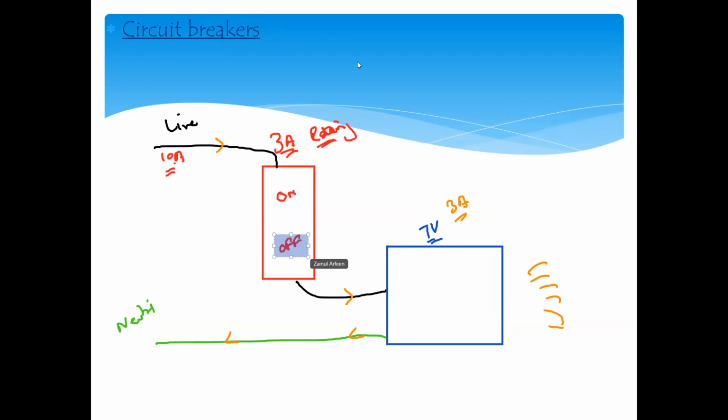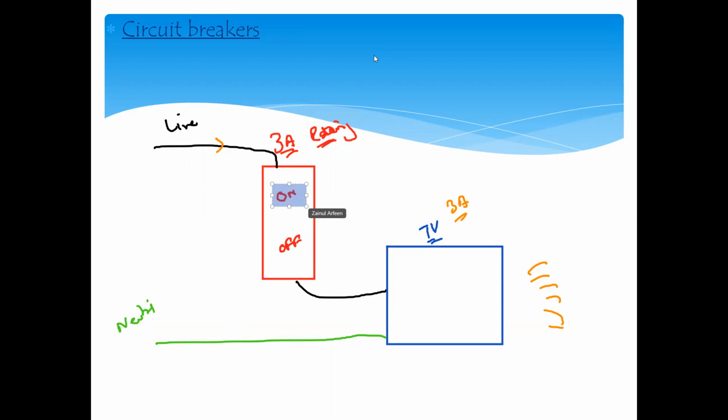As a result, when it automatically switches off, it does not allow the current to pass through the device and the device will be safe. Then what we have to do, once the current is normal, is just reset it, or make it on again. So it automatically goes off when the current is too high, and we reset and make it on when the current is normal.